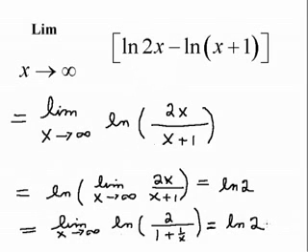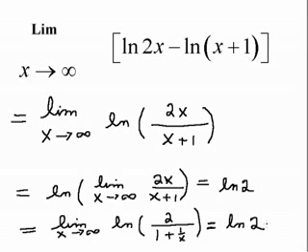Now we look at our final example. The limit as x goes to infinity of the natural log of 2x minus the natural log of x plus 1. The first thing we do is write it as the limit as x goes to infinity of the natural log of 2x over x plus 1, because infinity minus infinity is undetermined. It's an indeterminate form. So that's why we have to write it this way.